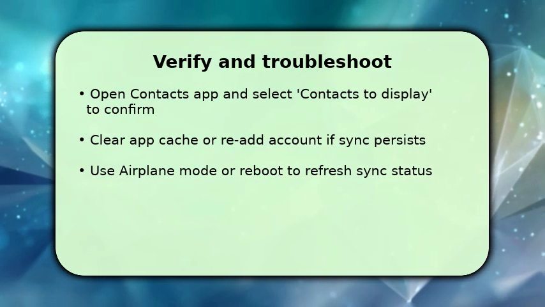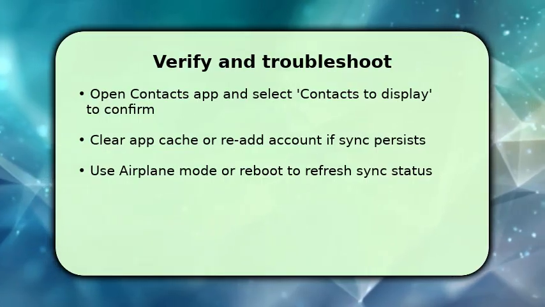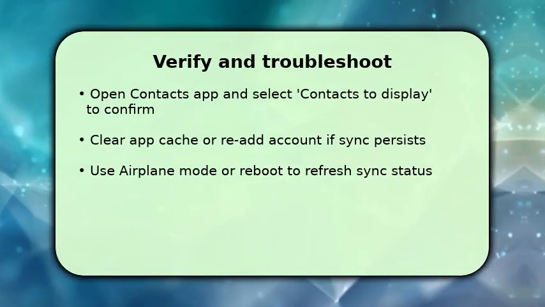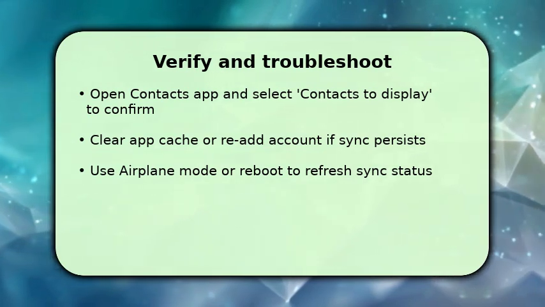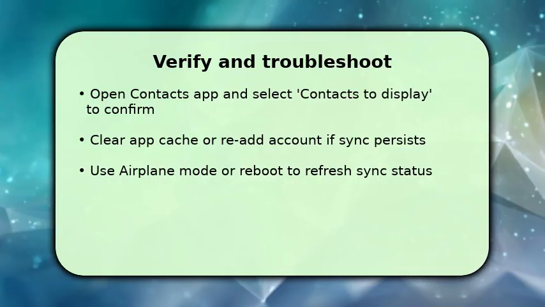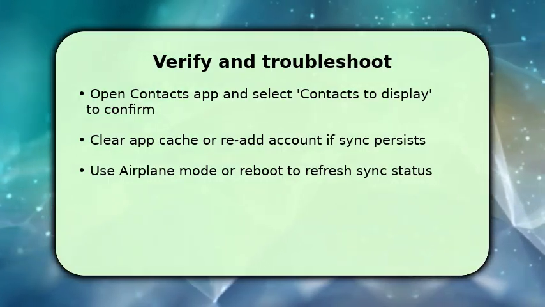Finally, verify the Unsync. Open the Contacts app and use Contacts to display to confirm Google contacts are no longer shown. If contacts still appear, clear the Contacts app cache or force stop it, then reboot the phone. If that fails, remove and re-add the Google account and repeat the toggle off step.